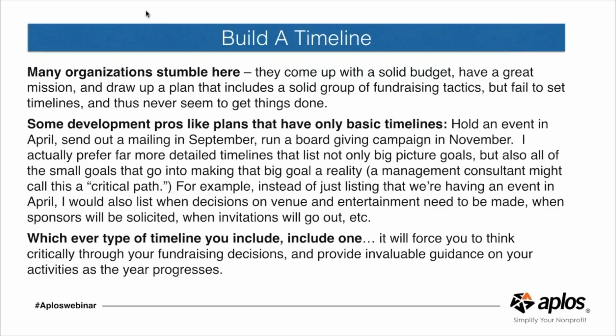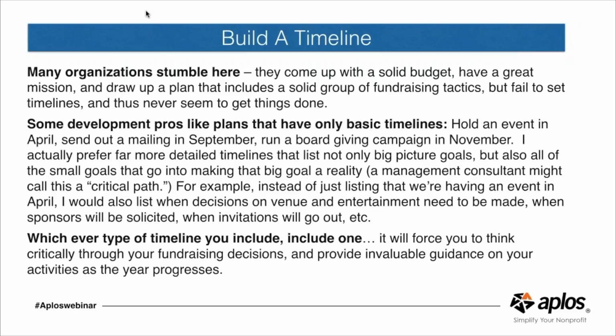So if you hold an event in April, you send out a mail-in in September, you run a board giving campaign in November. So just basic timelines. I prefer a more detailed timeline for every activity or event that covers not only the big picture goal, but also all the small goals. Consultants out there call this critical path, which is just very detailed planning.